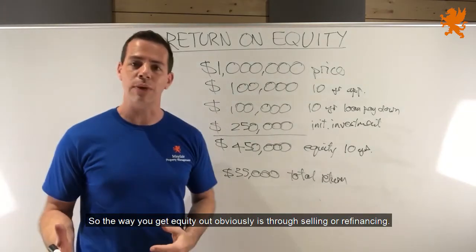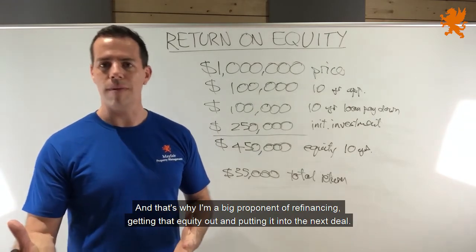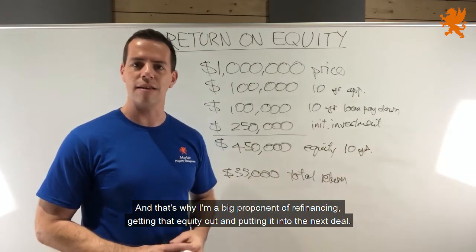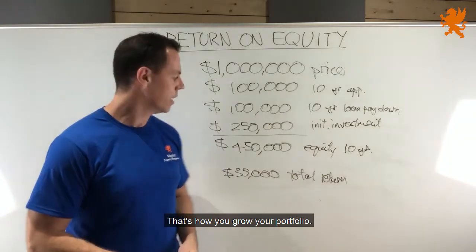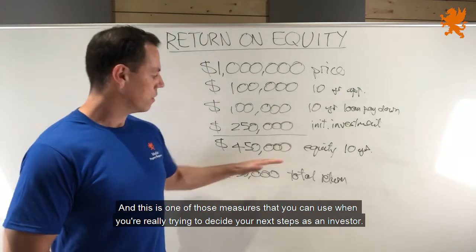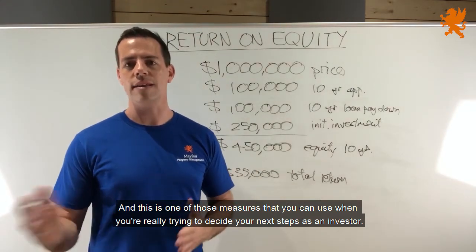So the way you get equity out, obviously, is through selling or refinancing. And that's why I'm a big proponent of refinancing, getting that equity out and putting it into the next deal. That's how you grow your portfolio. But this is just important for you to consider. And this is one of those measures that you can use when you're really trying to decide your next steps as an investor.